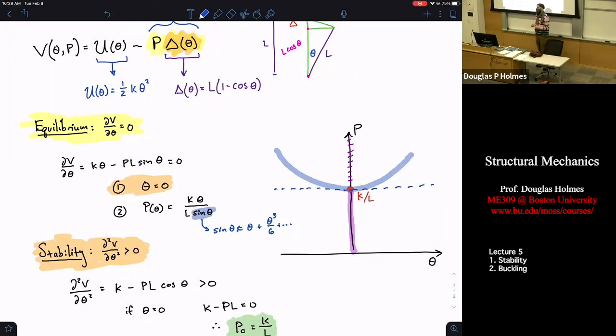So linear stability analysis allows you to find out, is my structure in a stable equilibrium or is my structure in an unstable equilibrium? I want to know when it switches from stable to unstable. When does it lose stability? And here it loses stability at K over L.